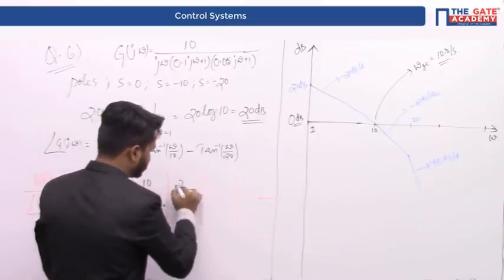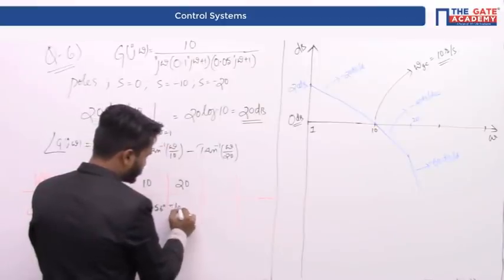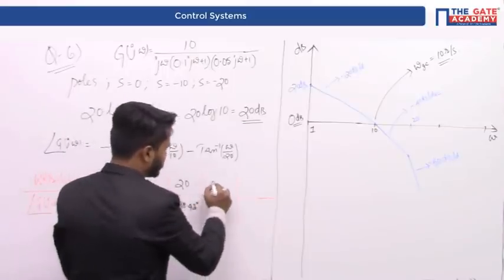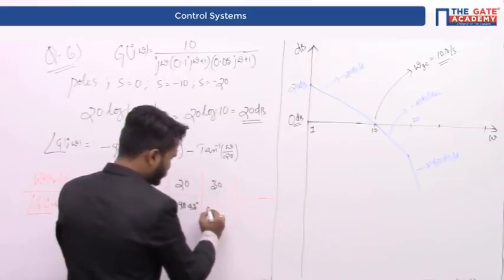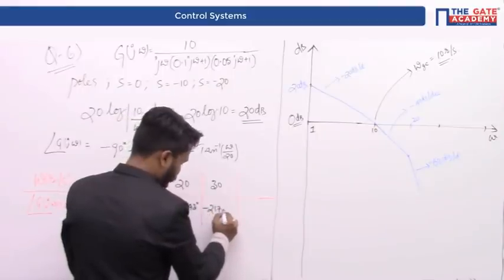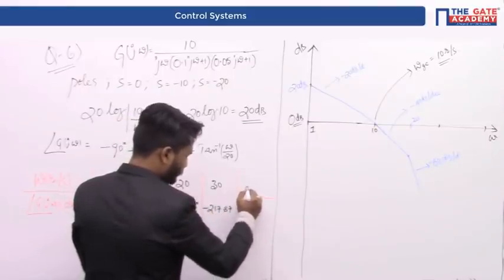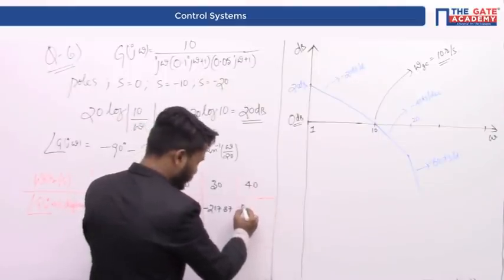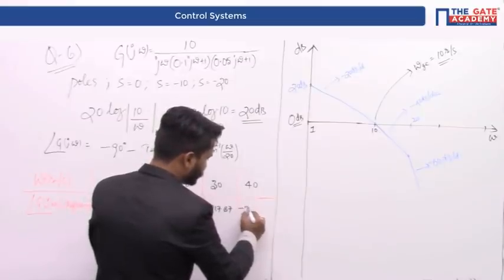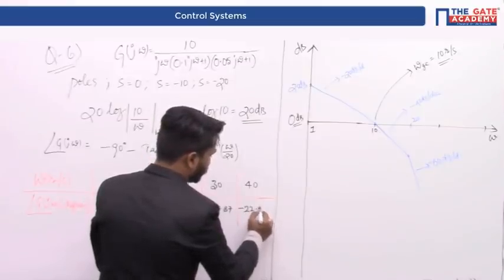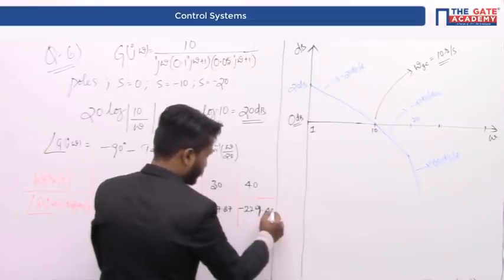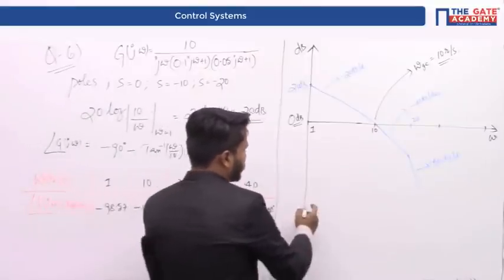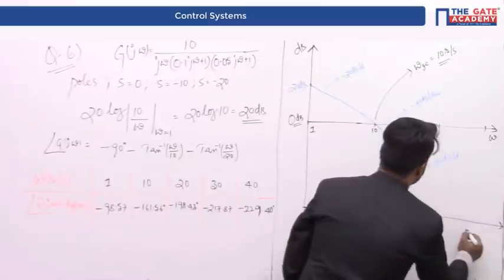If it is 20, it is minus 198.43 degrees. If it is 30 radian per second, the phase is minus 217.87 degrees. If the frequency is 40 radian per second, then the phase is going to be minus 229.4 degrees. So let us plot the phase plot on the same frequency scale.